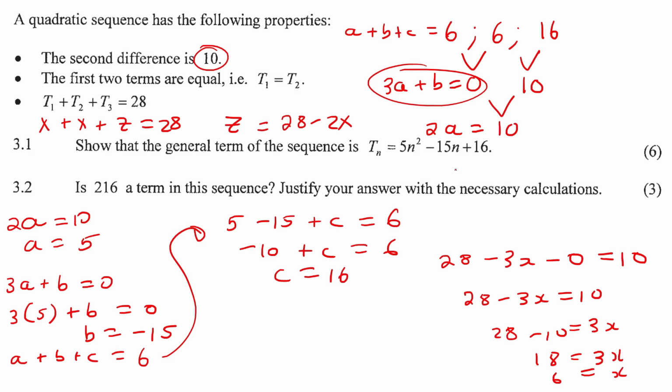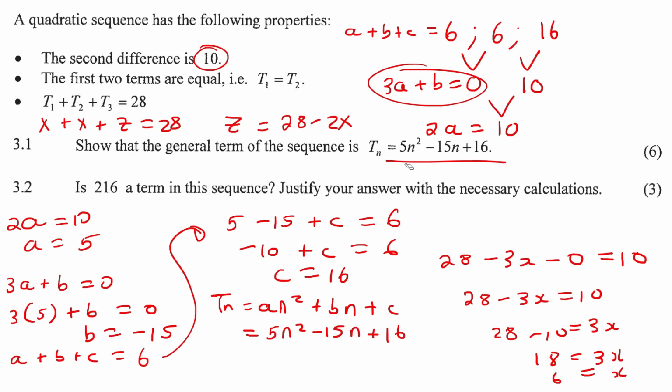And so we know that the formula of a quadratic is an squared plus bn plus c. So a is 5, b is minus 15, and then c is 16. And there we have it. That was a good question.